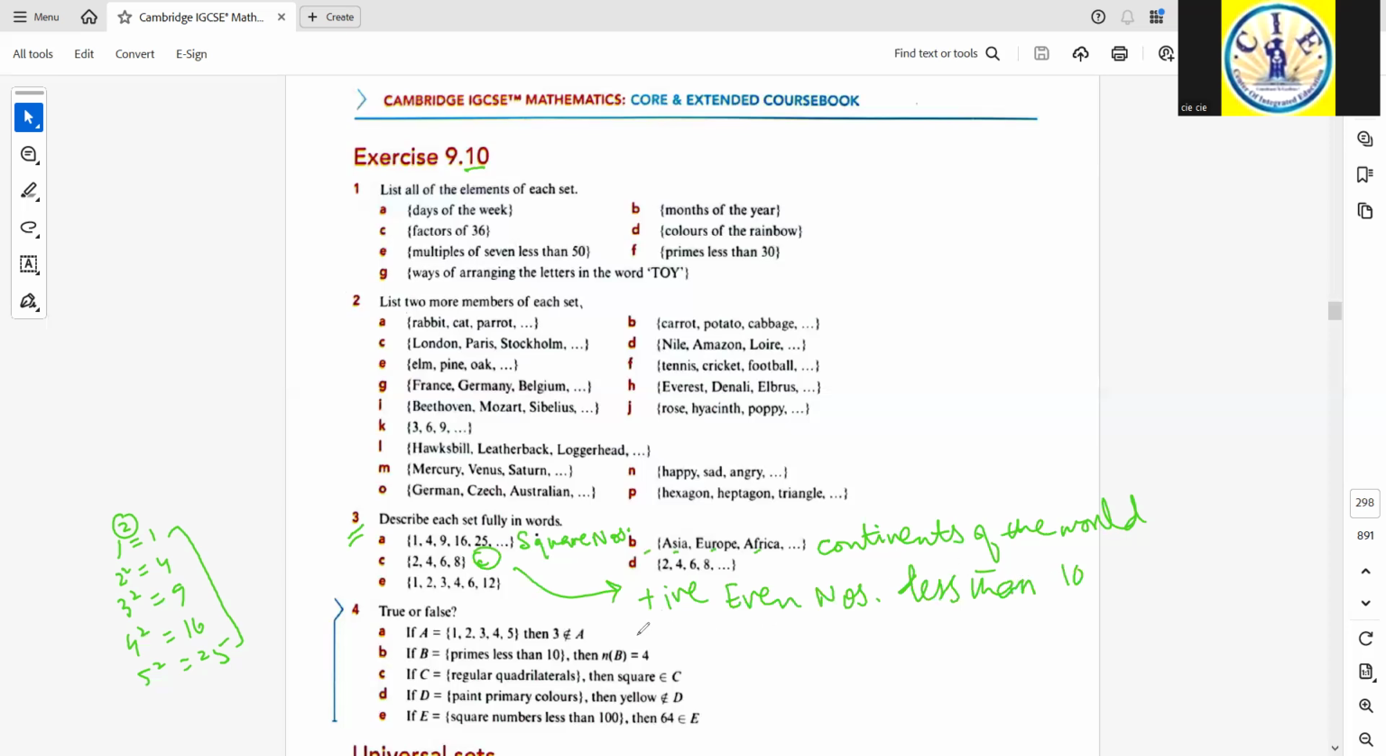And we can also say that these are positive multiples of 2 less than 10. But what about part D? This is an infinite set. So there should not be this restriction.